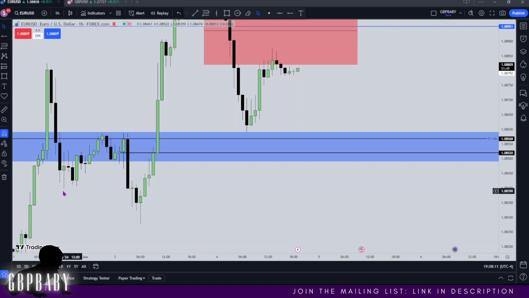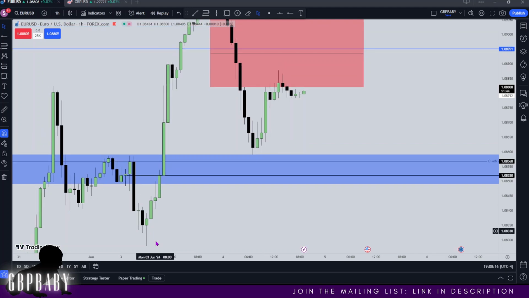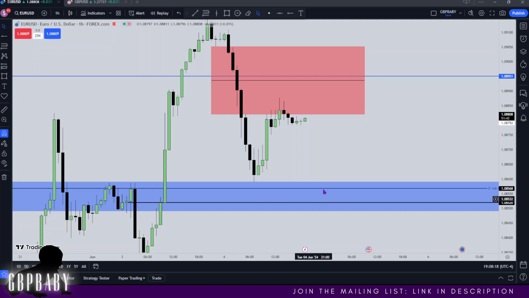Why is this a breaker? We have a low, we have a high. This is the last up close candle before the down move, a lower low, and then this massive move higher. So if anything, if price does manage to get down here, I'd expect a strong reaction off of this level.